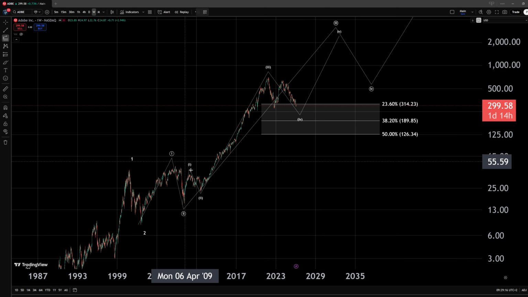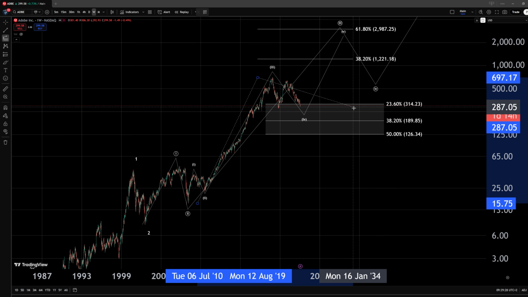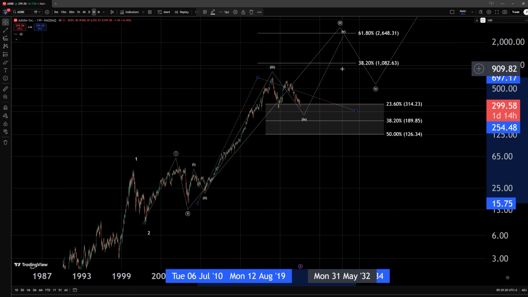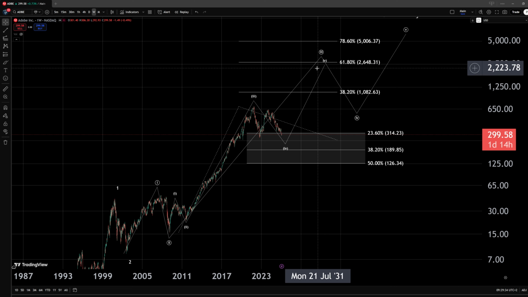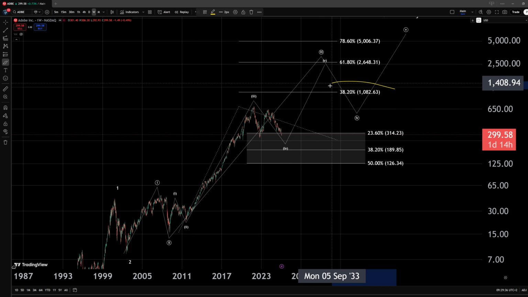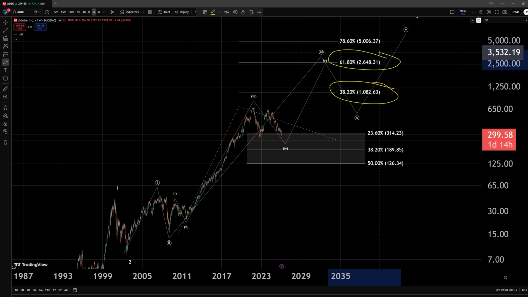we could be looking for some targets for the fifth wave to the upside, although I wouldn't be looking too much at exact targets at these levels, but rather a suggestion of what we could really expect within this next push to the upside to occur. So firstly, we have here the 38.2% extension at around the $1,100 level, and we could next be looking at the 61.8% extension at around the $2,600 level.